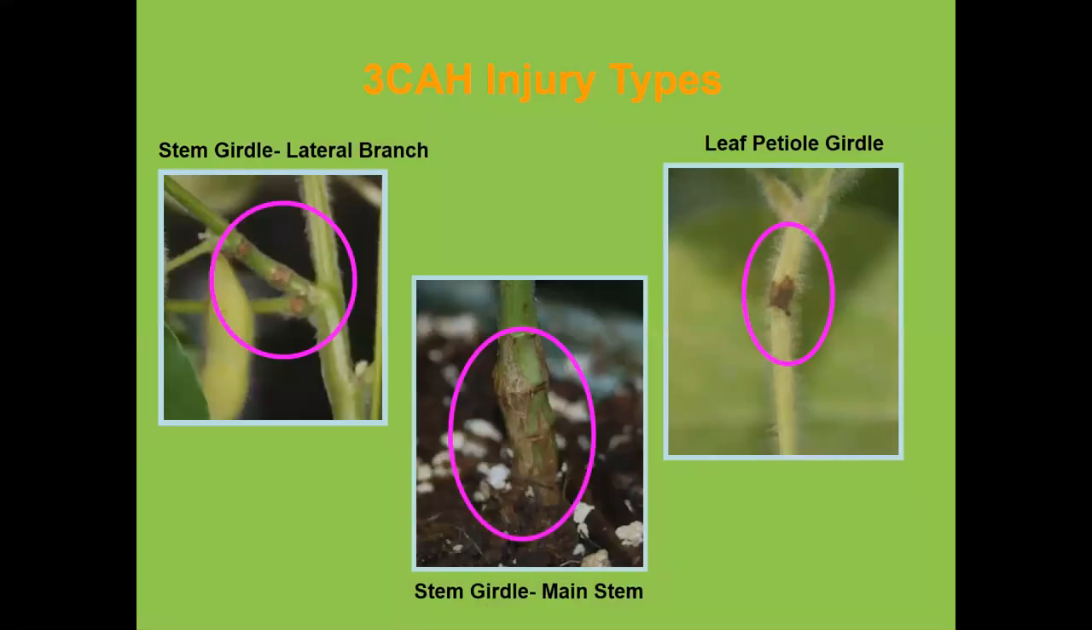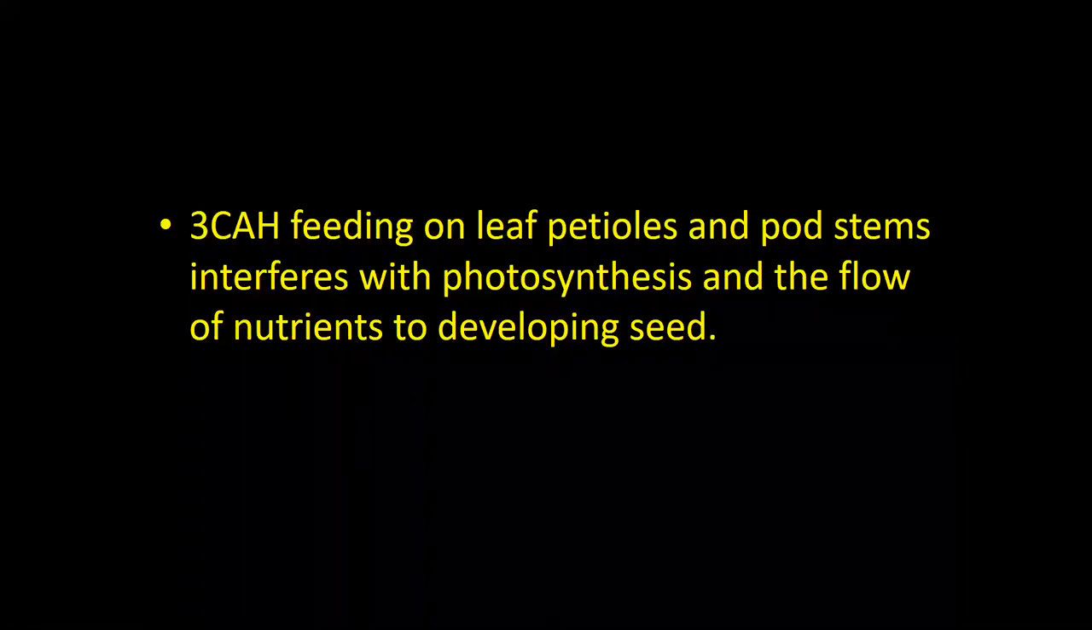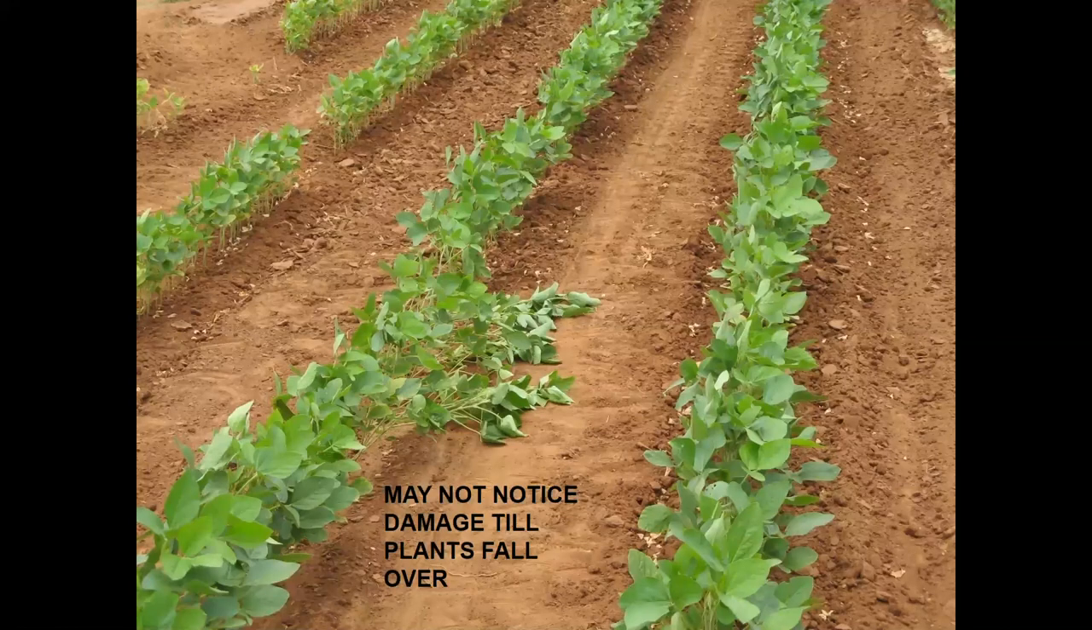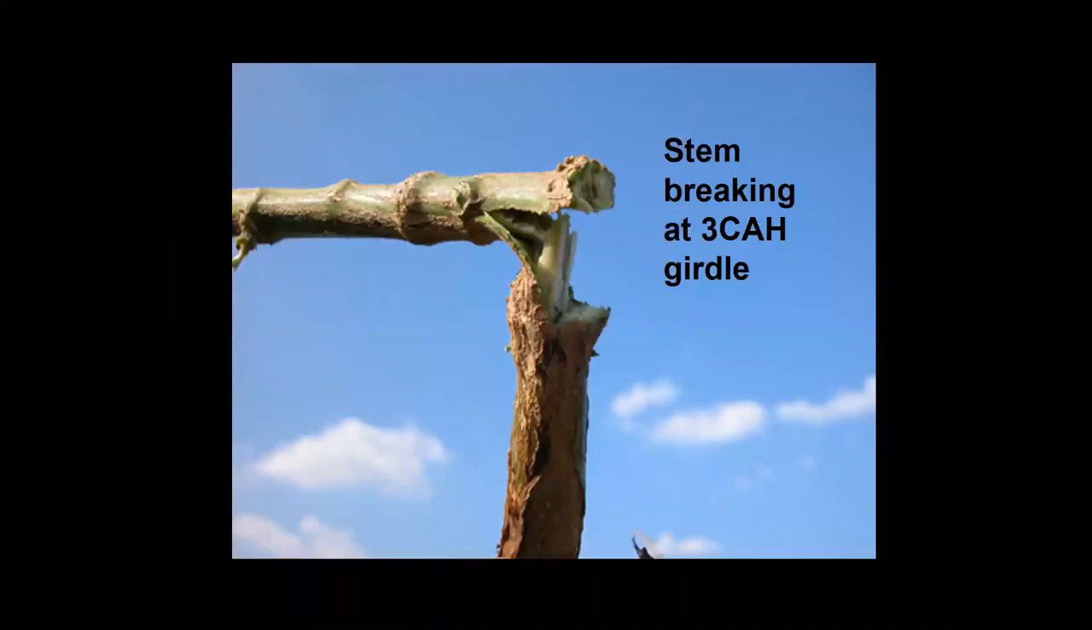They'll girdle the lateral branches, the main stems, and the leaf petiole. It is thought that the girdling by these insects interferes with photosynthesis and the flow of nutrients to developing seed. You may not notice three-cornered alfalfa hopper injury until you go out and sample your soybeans with a sweep net or drop cloth and you notice that the plants fall over. They'll fall over and you'll look and they'll have an even break area. Looks like you took a chainsaw to it and cut a smooth, level surface cut.